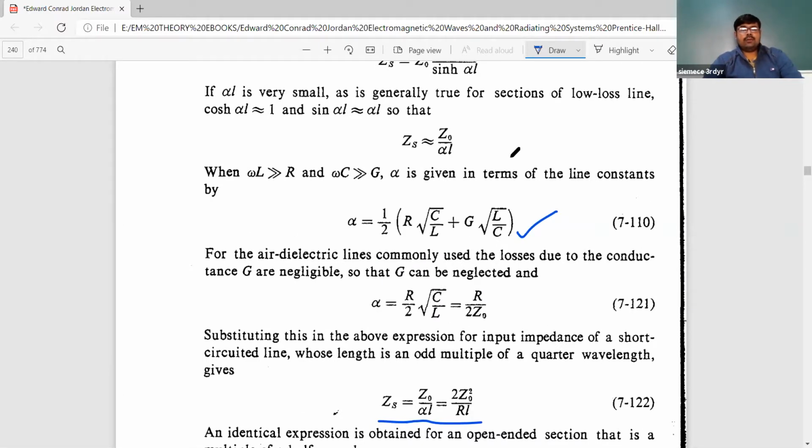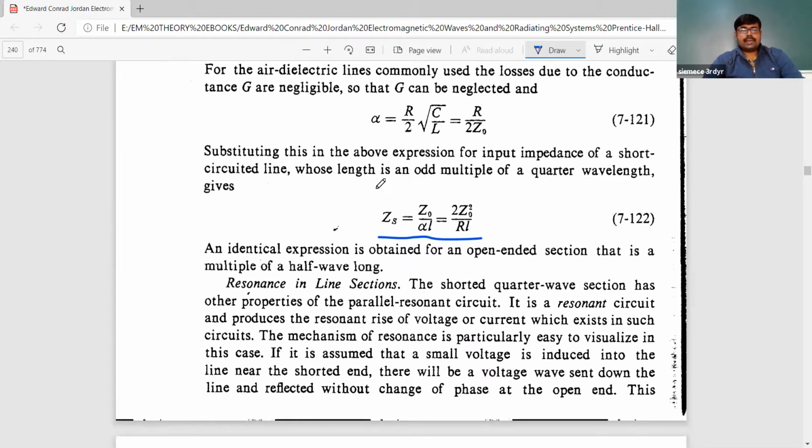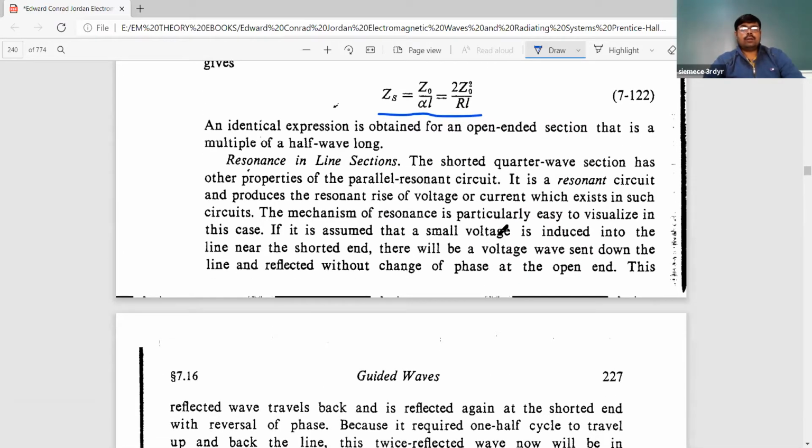Just now if you see the value for Zs, that is Zs equals Z naught by alpha L. That is the factor we have seen. And in this case, Zs equals Z naught by alpha L, that is equal to twice Z naught square by RL. That is equation number 7112. An identical expression is obtained for an open-ended section that is a multiple of a half wavelength long.